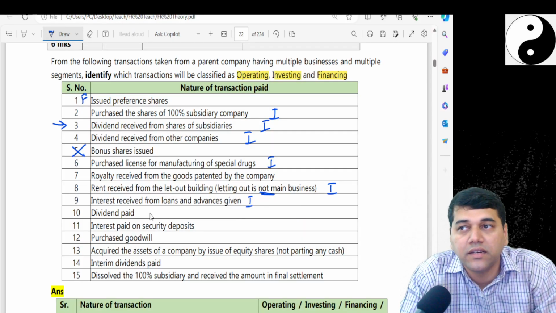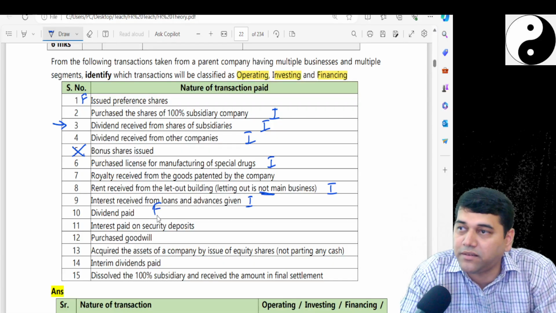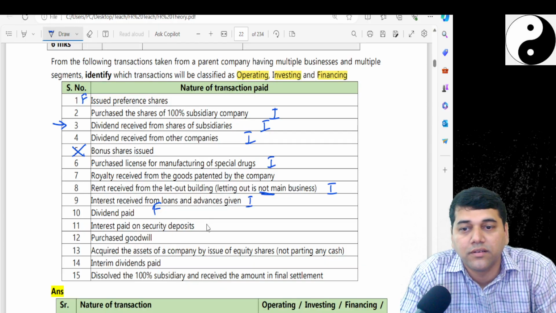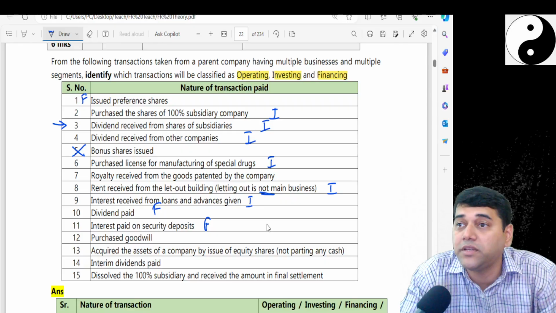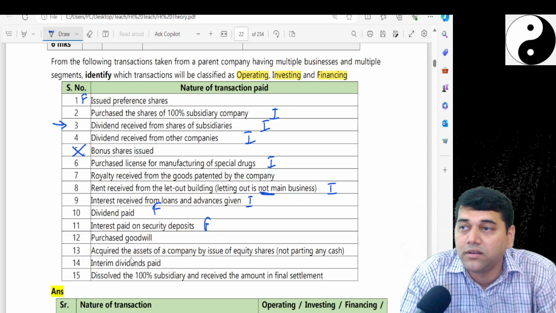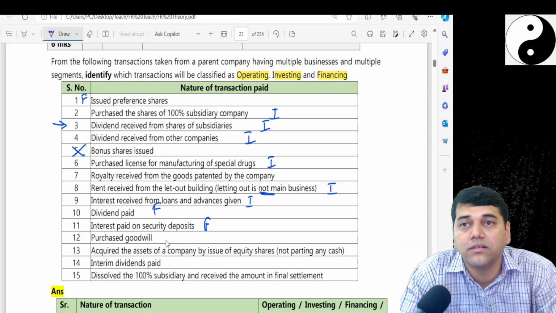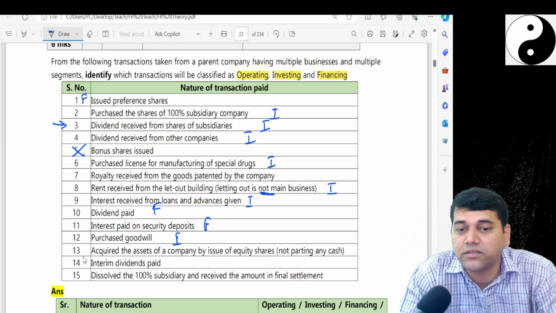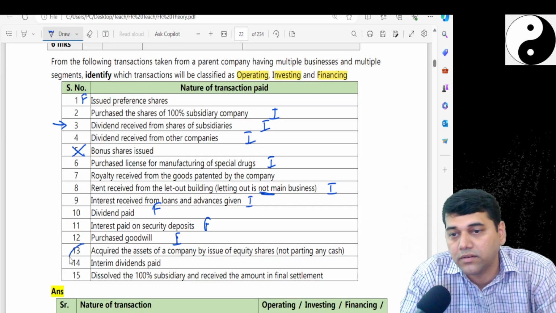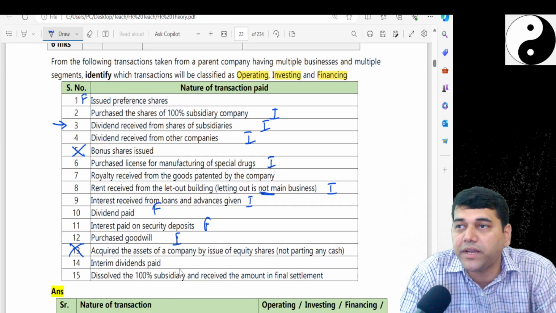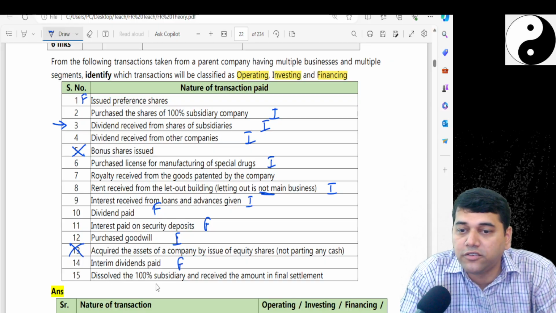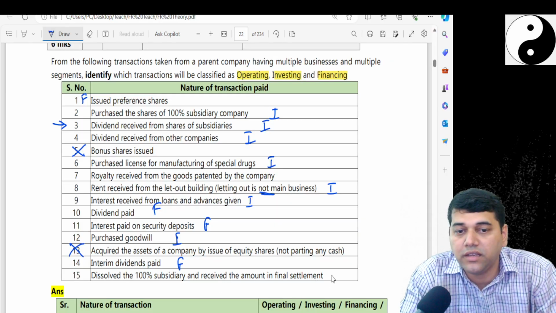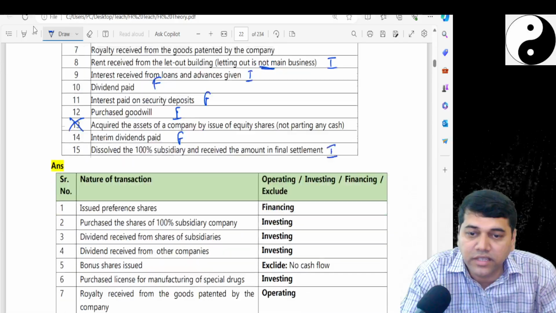Dividend paid, financing, because you got the money. Interest paid on security deposits, financing other than for financial institutions. Purchased goodwill, investment. Assets acquired by issue of equity shares, non-cash. Interim dividend paid. Dissolved the 100% subsidiary and received the amount in settlement, investments. Okay, let us see this.